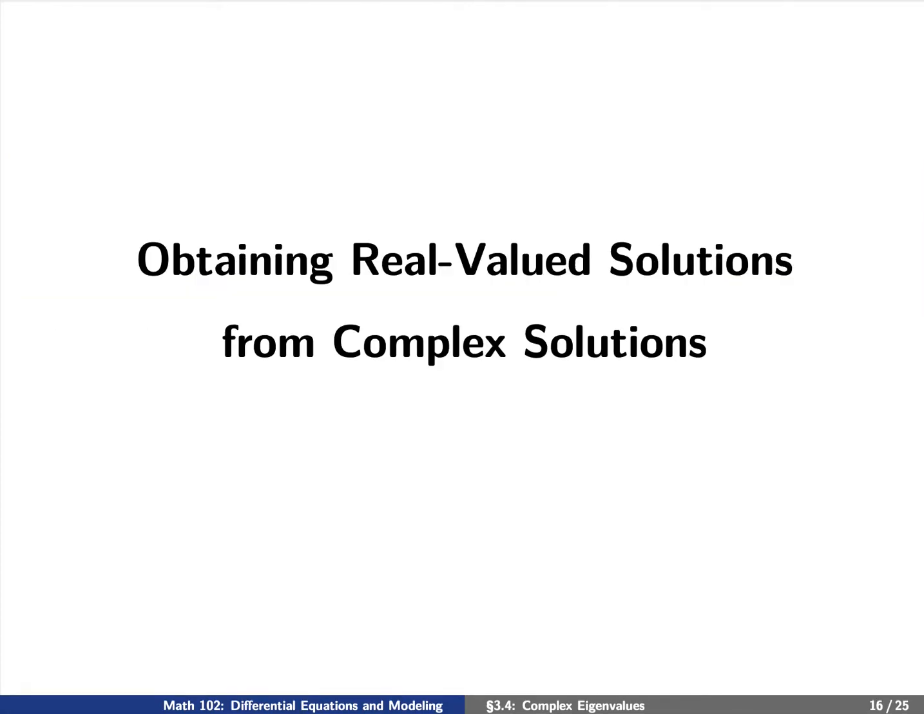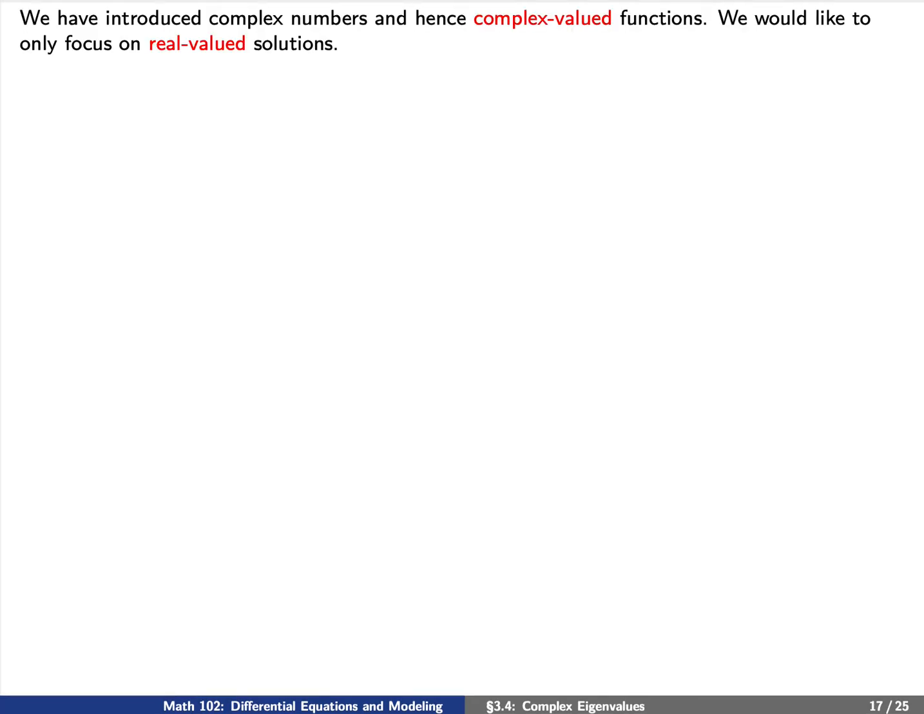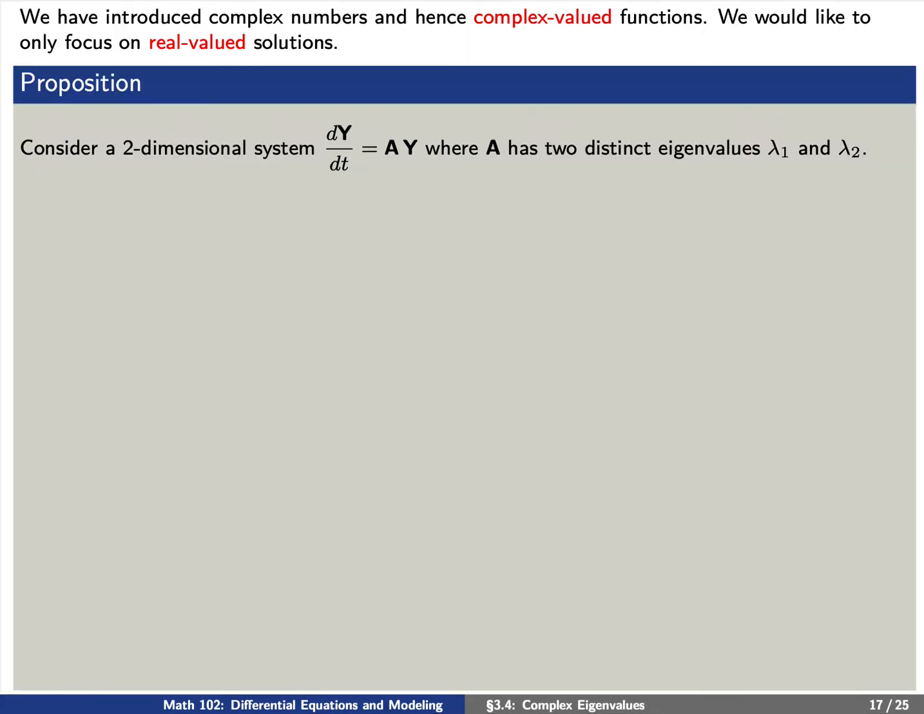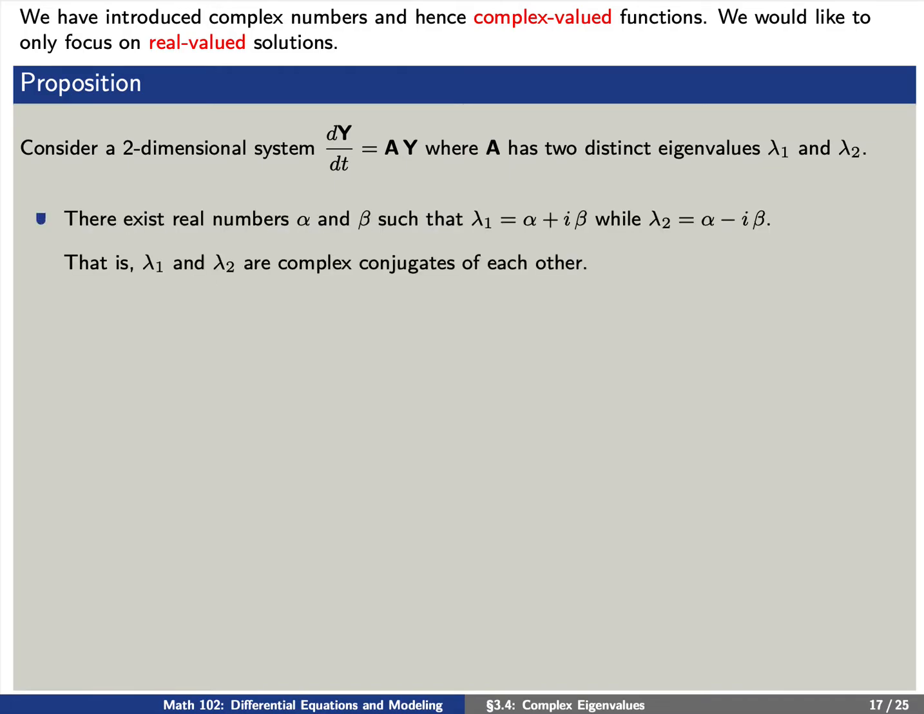We'd like to discuss how one obtains real valued solutions from complex solutions. Indeed, we have introduced complex numbers and hence complex valued functions, but we'd like to only focus in this class on real valued solutions. Let's consider a two-dimensional system where our 2 by 2 matrix A has distinct eigenvalues lambda sub 1 and lambda sub 2. Assuming that we have complex eigenvalues, we know that there exist real numbers alpha and beta such that lambda 1 equals alpha plus i beta, while lambda 2 equals alpha minus i beta. That is, lambda 1 and lambda 2 are complex conjugates of each other.